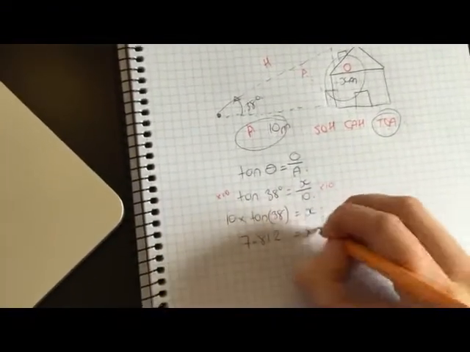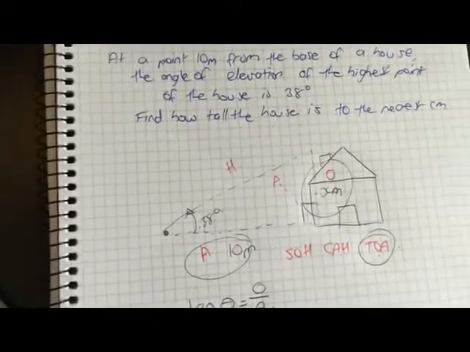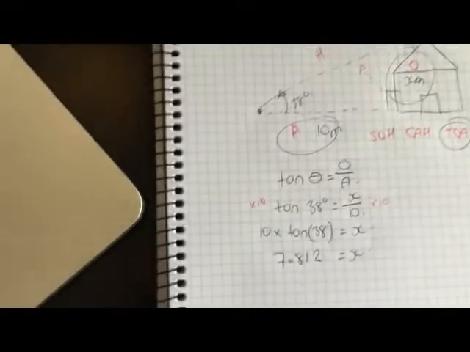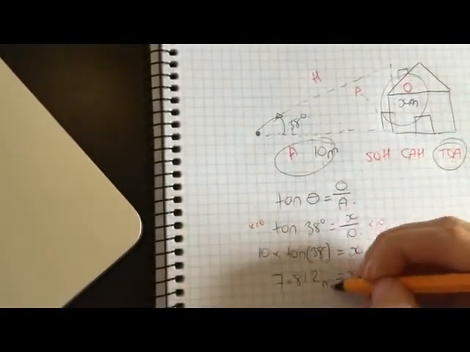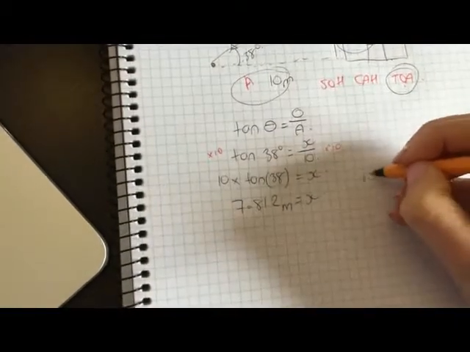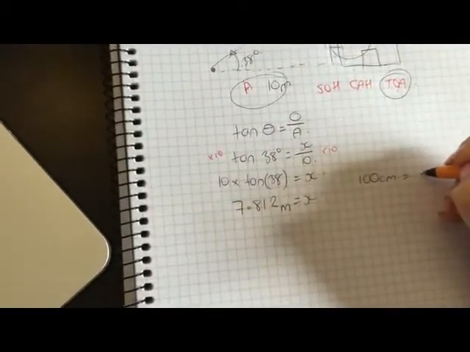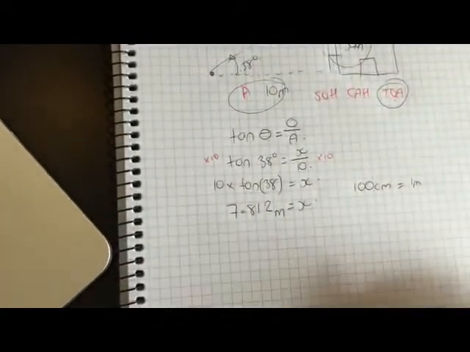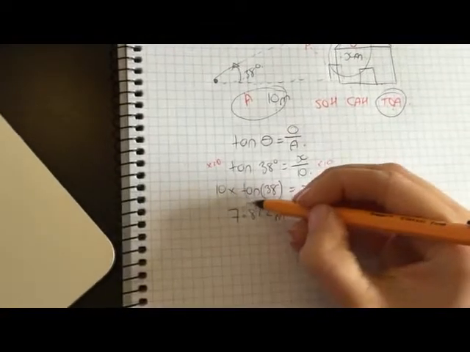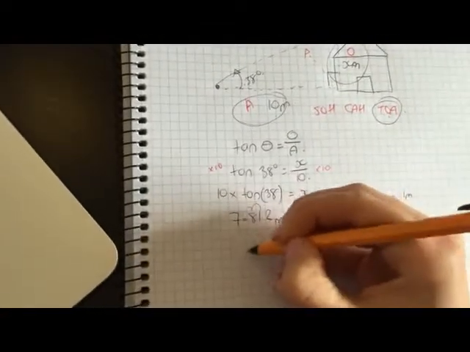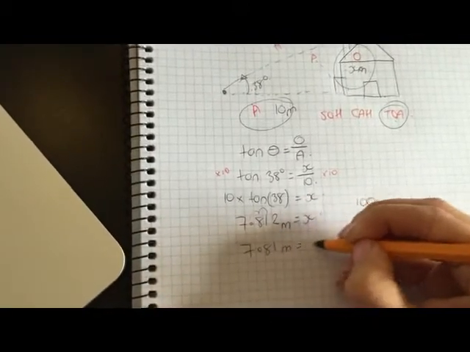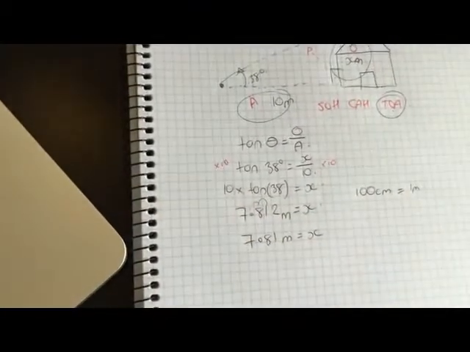7.812 equals x. Looking at the start of the question, it says find how tall the house is to the nearest centimetre. Now, we've got our units in metres, but how many decimal places do we round off to? Seeing as there's 100 centimetres in 1 metre, there are 2 zeros in 100, so that means that we need 2 decimal places. So to the nearest centimetre, we've got 7.81 metres equals x. And that's how tall the house is.